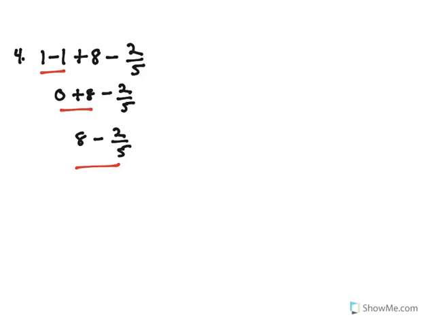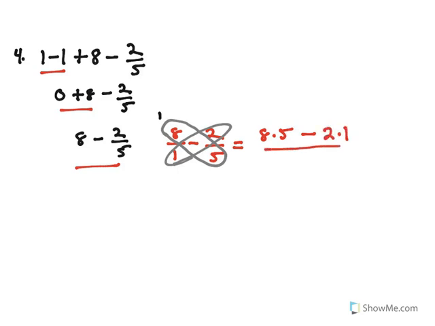So when we do that over here, we can just write that as 8 over 1, take away 2 fifths. And if we use the butterfly method as my first round of multiplication, then I should get 8 times 5. I'm subtracting, and then I do my second round, which is going to be 2 times 1 all over.